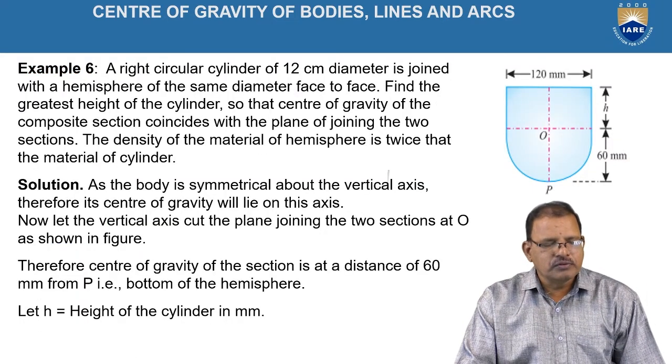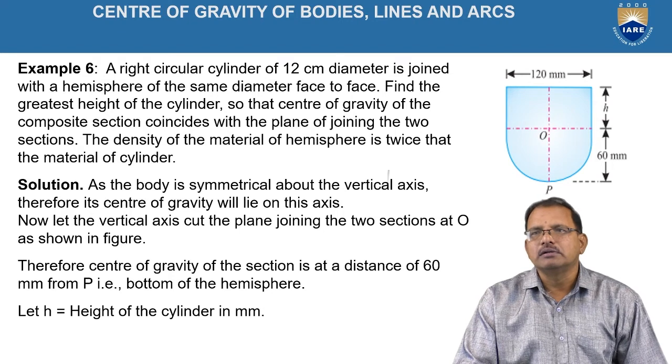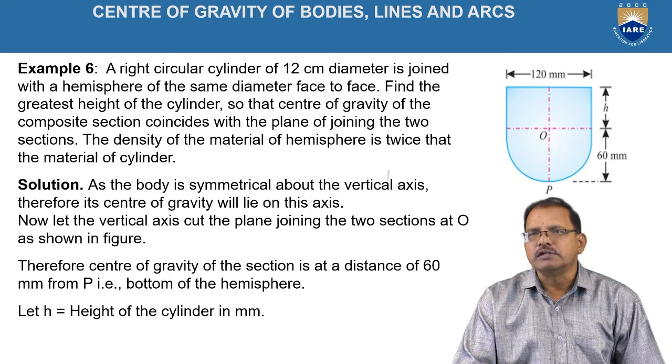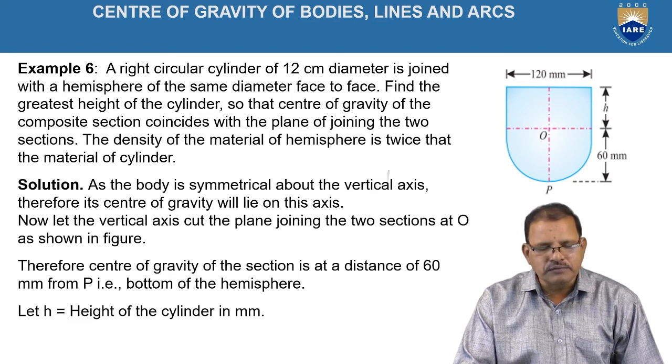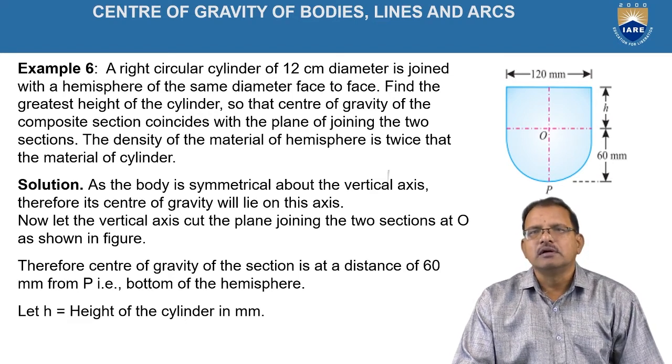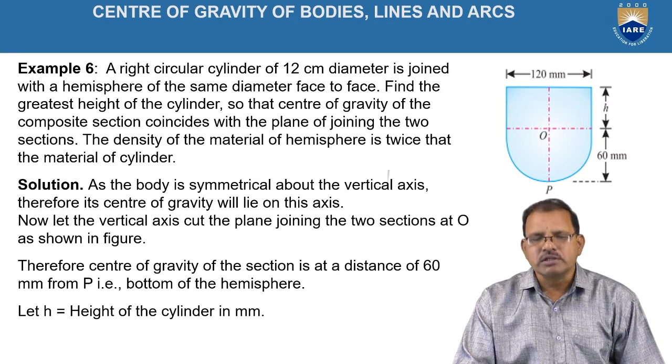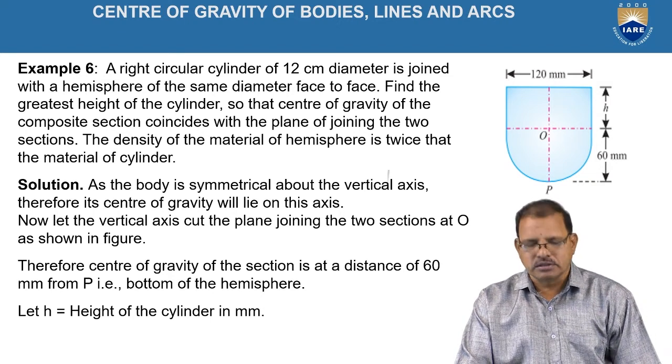Similarly, problem number 6, one more. A right circular cylinder of 120 mm diameter is joined with a hemisphere of the same diameter, face to face. Find the greatest height of the cylinder so that the center of gravity of the composite section coincides with the plane of the joining of the two sections. The density of the material of the hemisphere is twice that of the material of the cylinder.